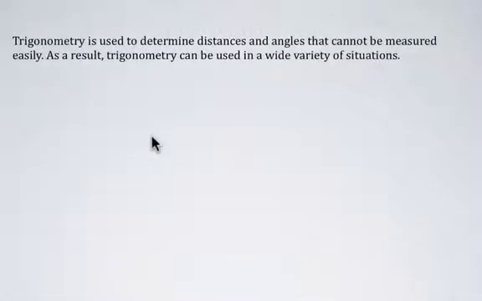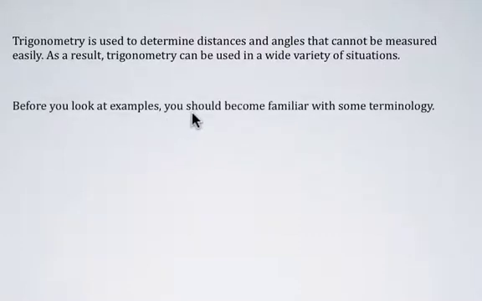Trigonometry is used to determine distances and angles that cannot be measured easily. As a result, trigonometry can be used in a wide variety of situations, such as surveying. And we're going to look at a couple of examples, but first, we should become familiar with some terminology.